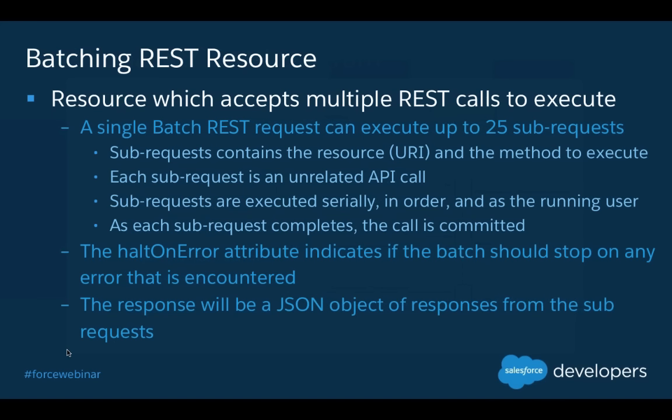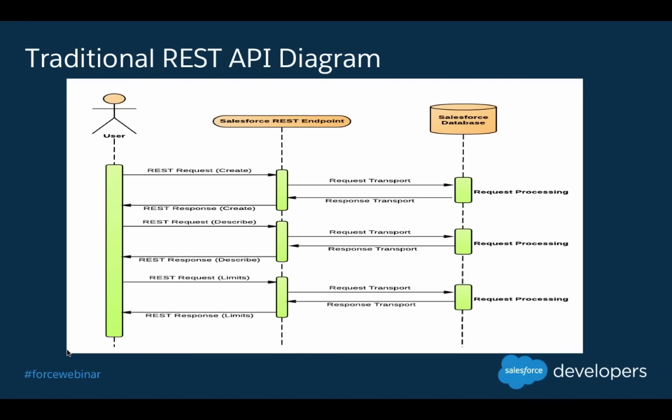Like I mentioned, the sub requests are executed serially. They're also executed in order and executed as the running user. So really the goal here is just to reduce the number of round trips. As each sub request completes, the call is committed, so we can actually have instances where if you submit 5 requests, the first one is successful, maybe the second one errors out, but then 3, 4, and 5 are successful. So you can have successes and non-successes intermingled with each other.